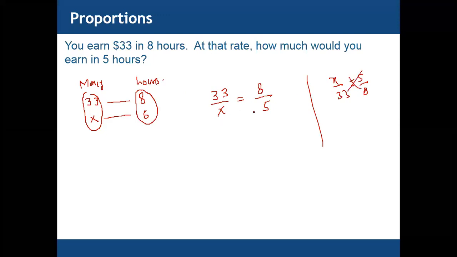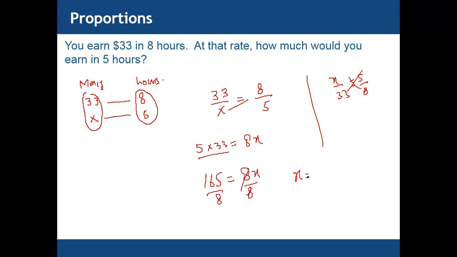Let's suppose 33 divided by x equals 8 over 5. So cross product: 5 multiplied with 33 and x multiplied with 8. We have 5 multiplied with 33, which is 165, and we have 8x. So dividing both sides by 8, you can find the value of x.